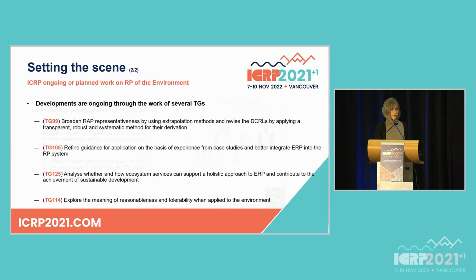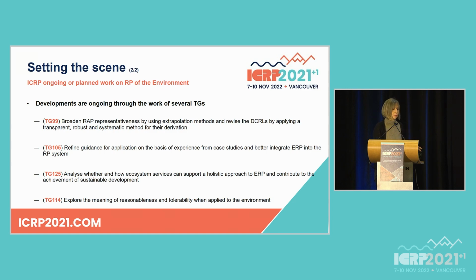So for improving this, ICRP has established a number of task groups. Task Group 99 aims to broaden the RAP representativeness by using extrapolation methods and revise accordingly the DCRLs by applying a new method I will explain in a few minutes. TG 105 aims to refine the guidance for application on the basis of experience from case studies and also to better integrate environmental radiological protection into the RP system.